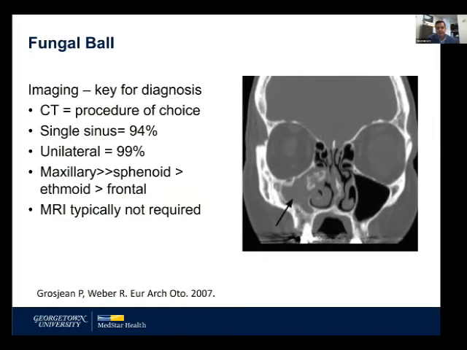Imaging is really key for diagnosis, and CT is the modality of choice here. And the overwhelming majority are a single sinus as well as unilateral. Maxillary and sphenoid are more common, maxillary significantly more. Ethmoid and frontal tend to be much less common, and typically MRI is not required for this.